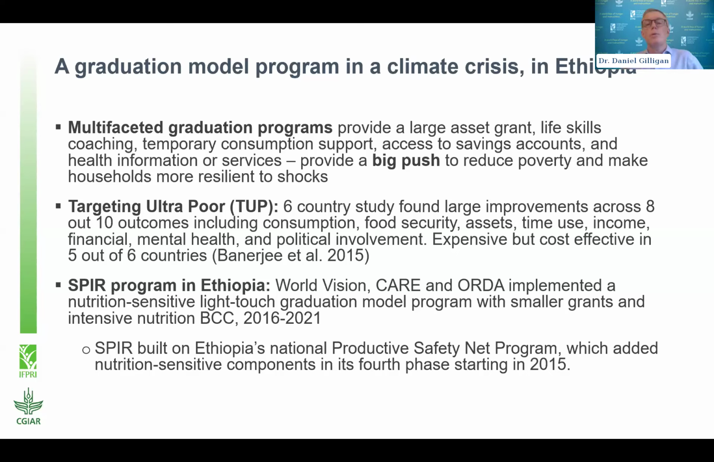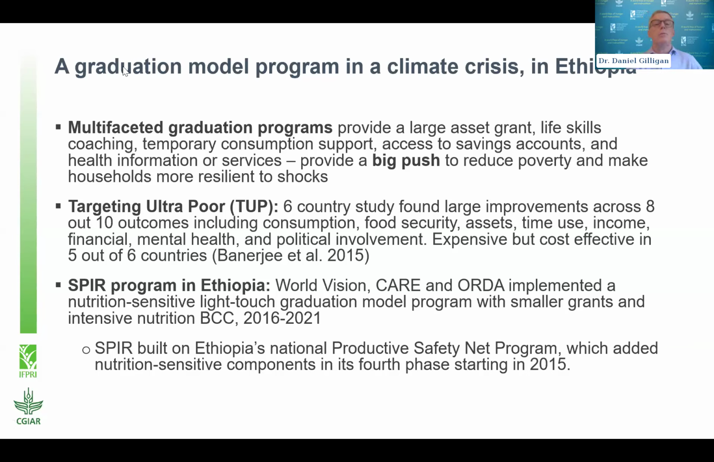Graduation model programs provide a big push approach to try to improve well-being. They include large asset grants, life skills coaching, temporary consumption support like the PSNP, access to savings accounts, and health information or services. There is evidence that this is a highly effective modality from a 6-country study published in Science in 2015. And our SPEAR program was building on the PSNP, again working closely with the Ethiopian government.